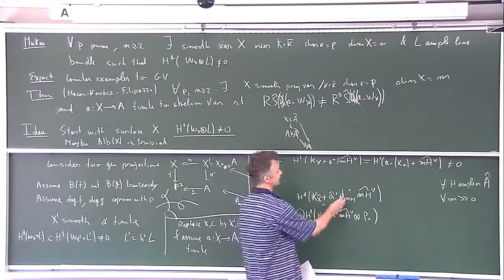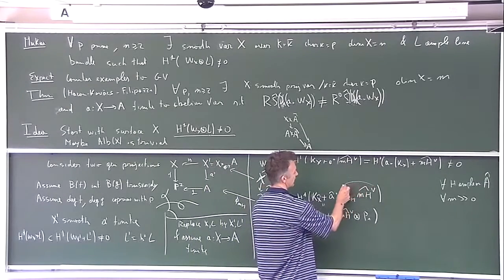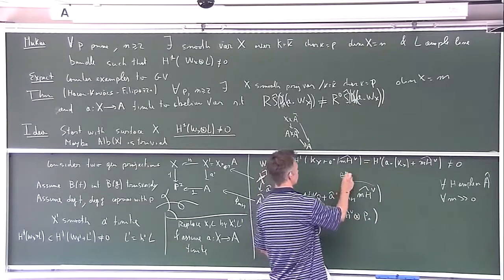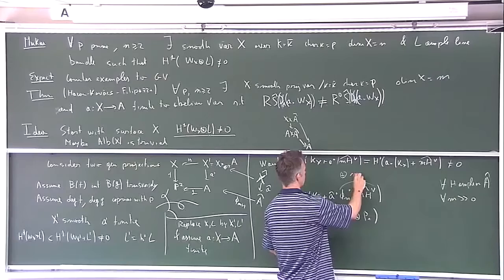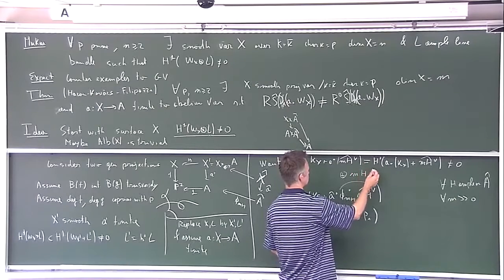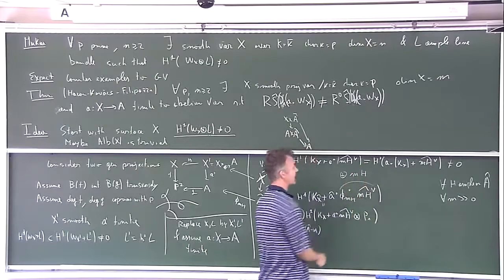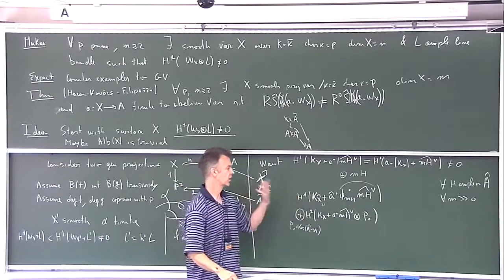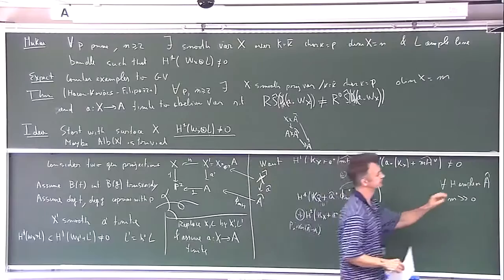And the advantage of doing it this way is that when I look at this guy here, this is a direct sum of h0 MH copies of MH, right? So now I'm down to computing a cohomology group of a line bundle.